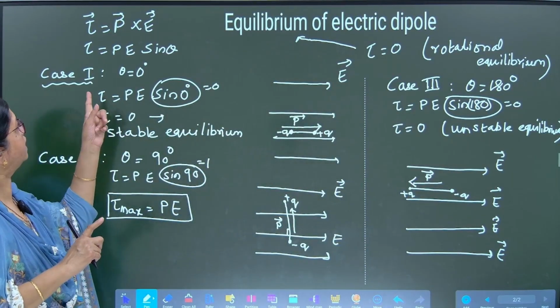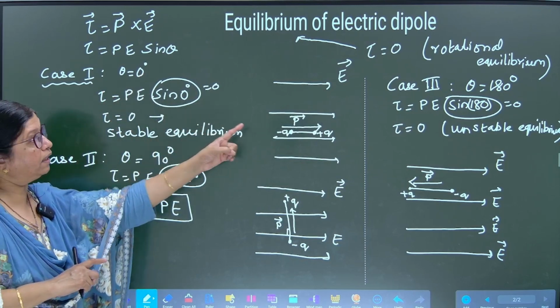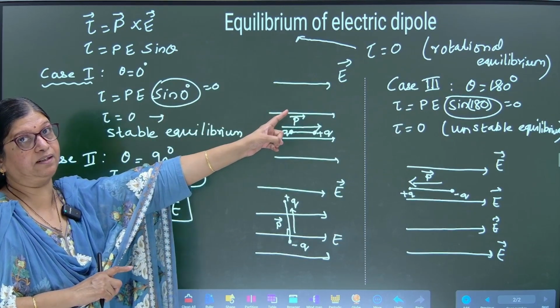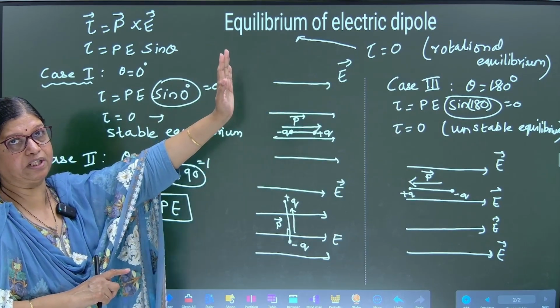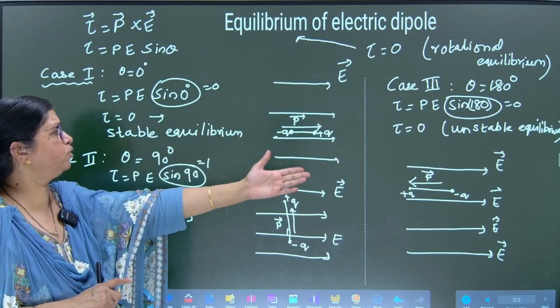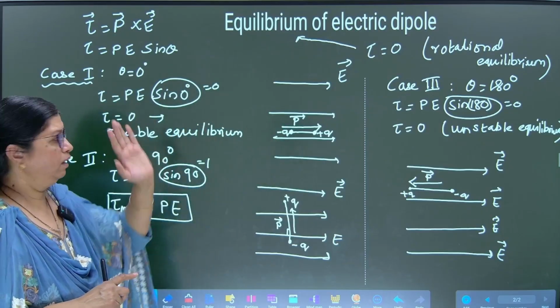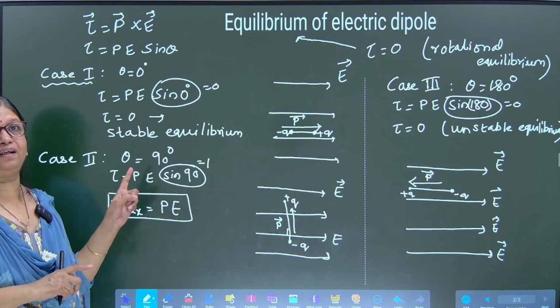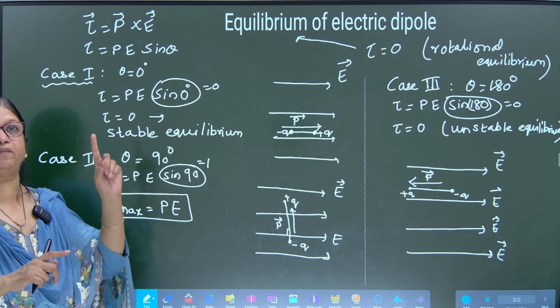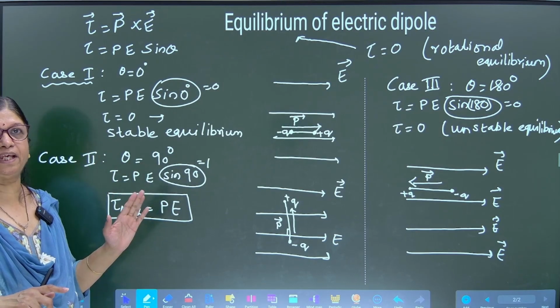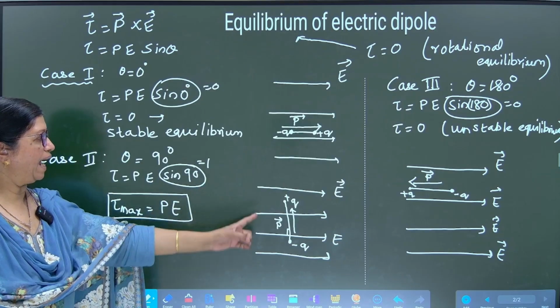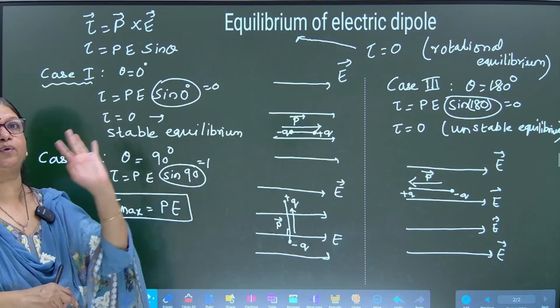When theta is equal to 0. When do you get an unstable equilibrium? When theta is equal to 180 degrees. A complete 2-mark question it is. If you want, they can ask you a diagram, you can draw. Fine. And when theta is equal to 90 degrees, we get tau max. This is also a PYQ. Maximum torque we will get when we place the angle between P arrow and E arrow at 90 degrees.